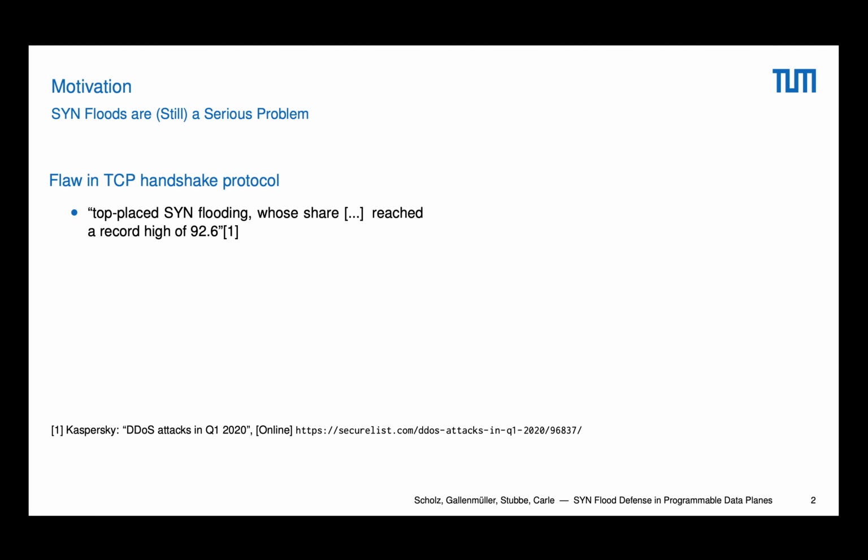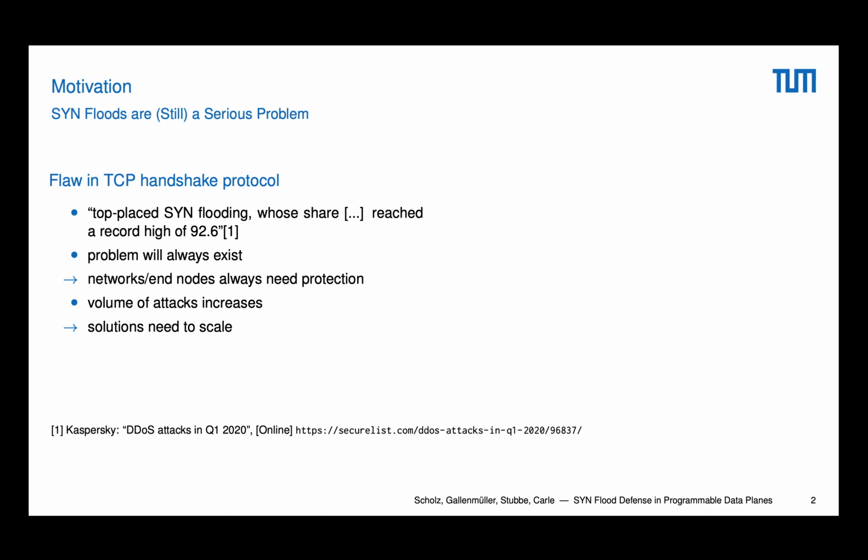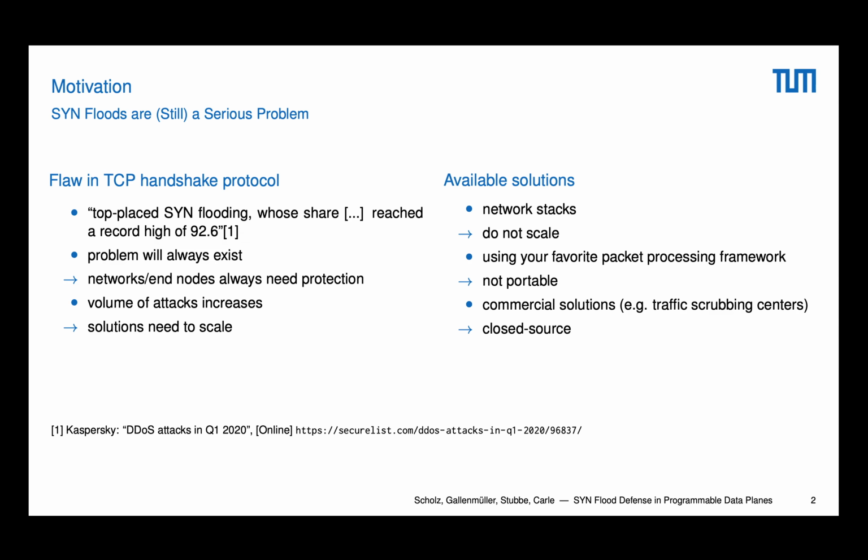And because it's a flaw in the protocol, you can't just change it, meaning you always need protection for your end nodes and your networks. And because the attack traffic also increases, your solutions need to scale. Of course, there are solutions. For instance, in pretty much every network stack, there is some mitigation method. But of course, these solutions do not scale because they only protect this particular end node.